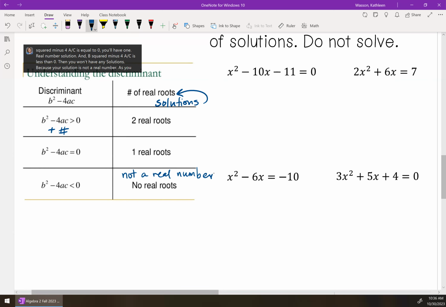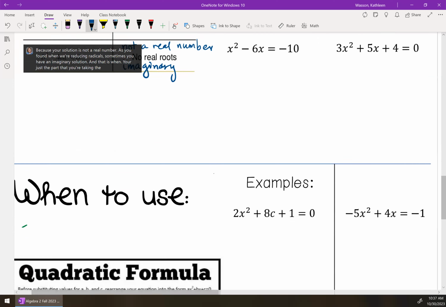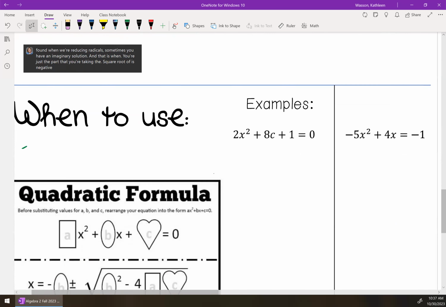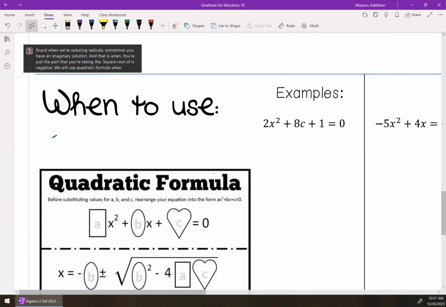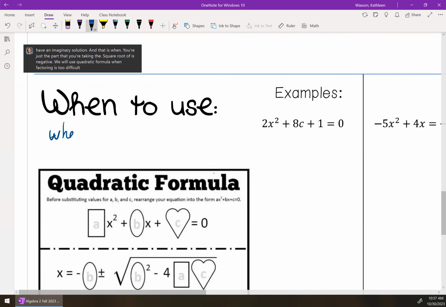As you found when we're reducing radicals, sometimes you have an imaginary solution. And that is when just the part that you're taking the square root of is negative. We will use quadratic formula when factoring is too difficult. And that happens sometimes. Sometimes you get wonky numbers and factoring is not reasonable.